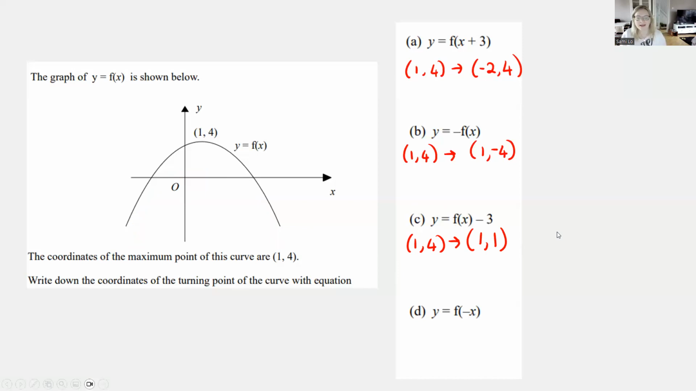Okay. And the last one. So this is minus x. So this is actually flipping the x-axis. Okay, so sorry, flipping in the y-axis, but our x value is being manipulated. So the graph stays pretty much the same. The only thing is it's flipped over.